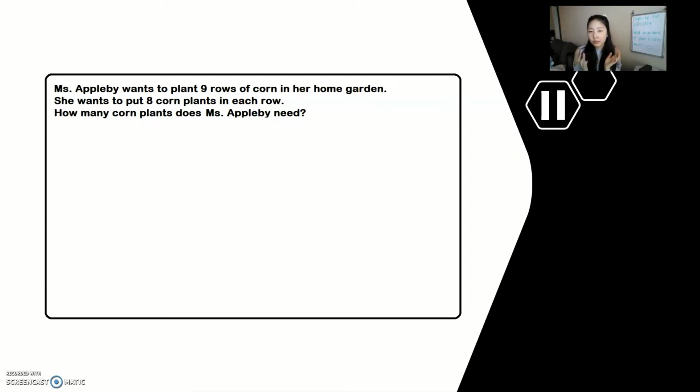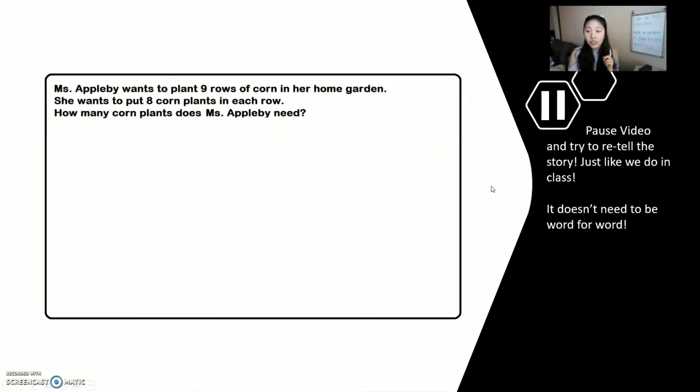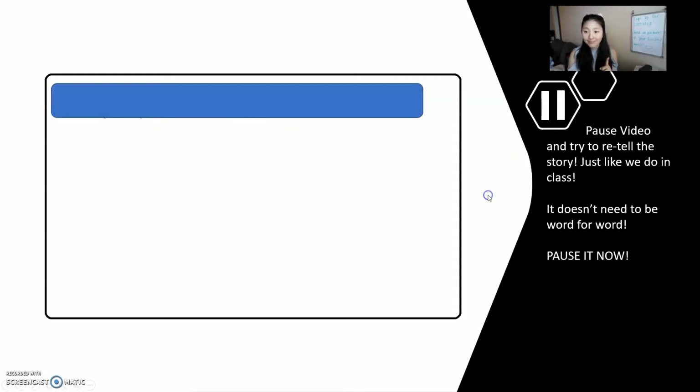Then think about the numbers: 9 rows. You know what a row is because we sit in rows in school, or you sit in rows on the carpet. Now she wants to put 8 corn plants in each row. Think about what that means. And how many corn plants does Miss Appleby need? Right now, you're going to listen to the directions before you pause. You're going to try to retell the story, and it does not need to be word for word. You're going to give it a try as soon as you pause the video. You ready? Go.